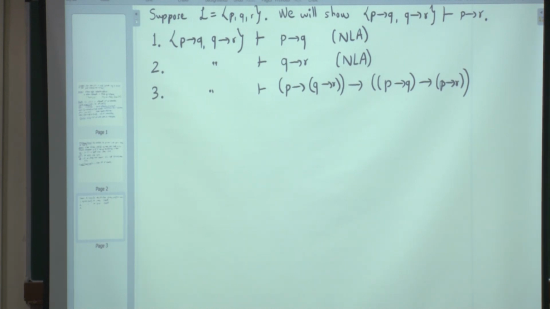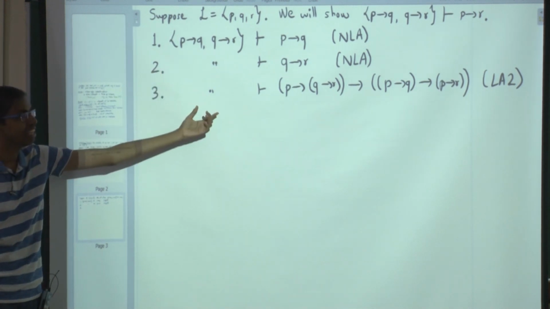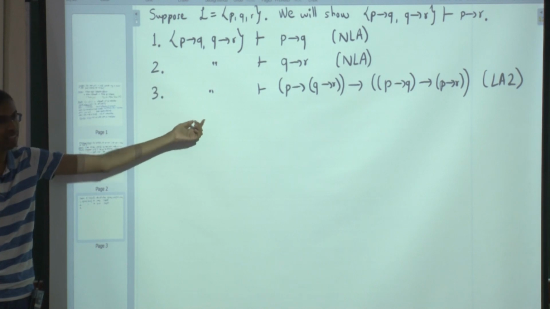Okay, now this part can be gotten rid of because we already have line 1. But how to get rid of this part? We have to use line 2 somehow. So let me first write down, this is LA2. So we have to use this to obtain the first part of line 3.